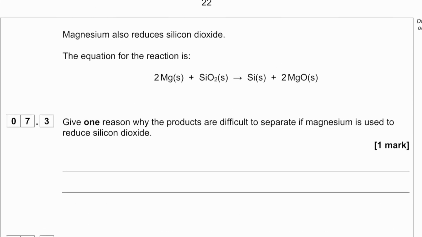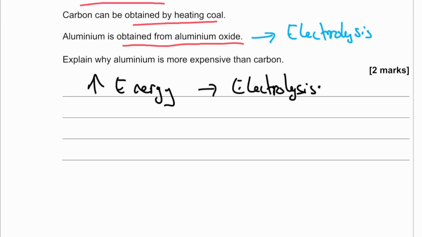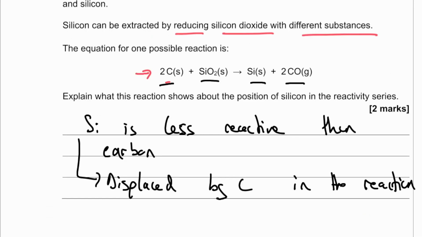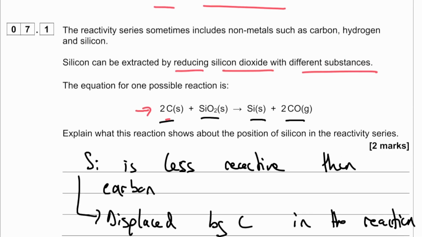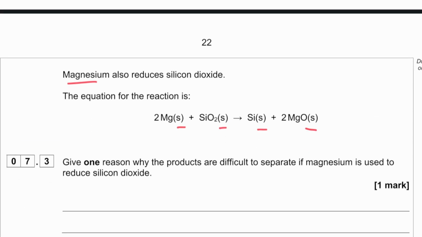Magnesium also reduces silicon dioxide. The equation for the reaction is given there. So here we're using magnesium instead. Give one reason why the products are difficult to separate if magnesium is used to reduce silicon dioxide. So we're kind of given a clue with these state symbols here. And if you scroll up to the other equation, there were also state symbols. So what's different between this equation and the equation using carbon?